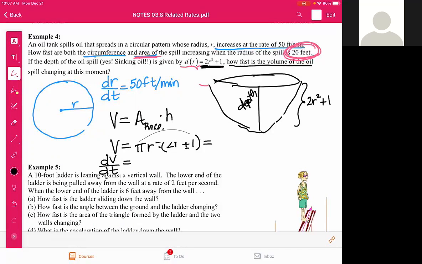Oh my gosh, you guys, I'm sure somebody must know why this is happening to me. 2r, no, that wasn't the squared part, was it? Sorry, you guys. What was it originally? Pi r squared times 2r squared plus 1. Okay.